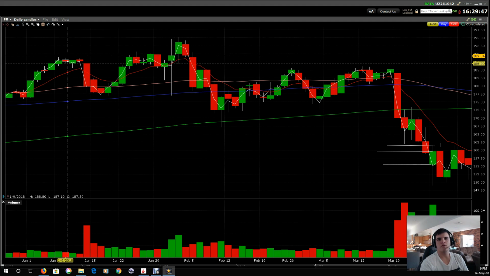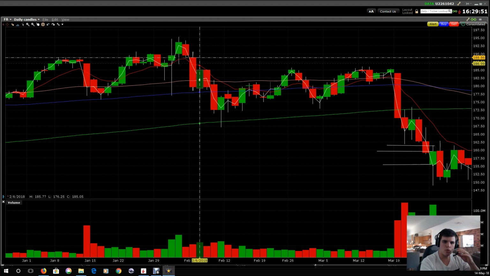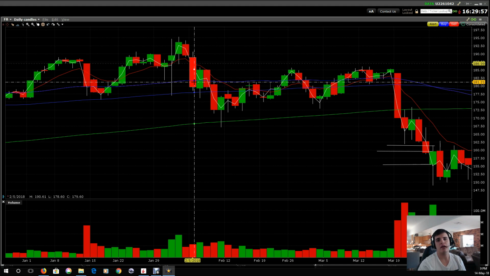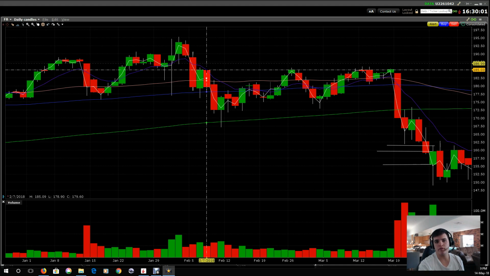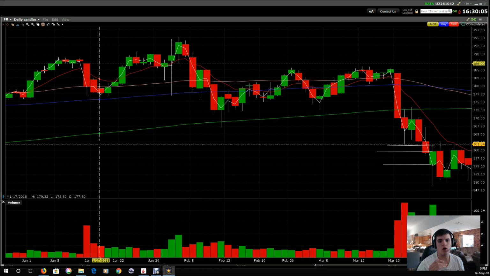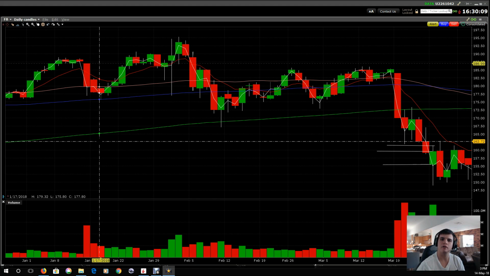$190.61. So with this understanding, it's now clear that when you see a red candle, it means that the stock closed lower than it opened, which means it had a red day. It went down in price for that day. And it's the opposite for the green candles. With the green candles, the stock closed higher than it opened. So it had a green day, had a good day, it went up in value.